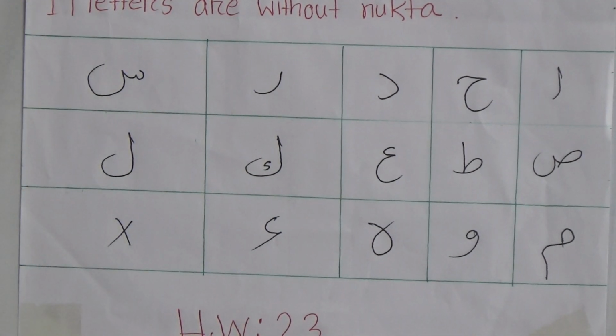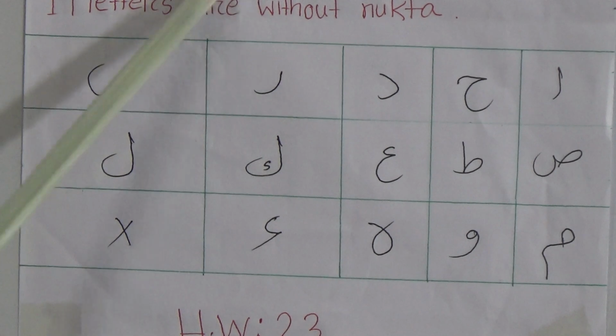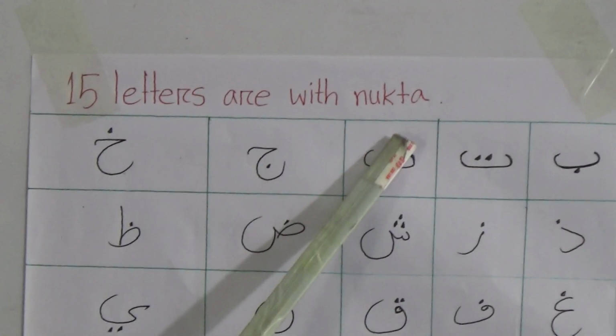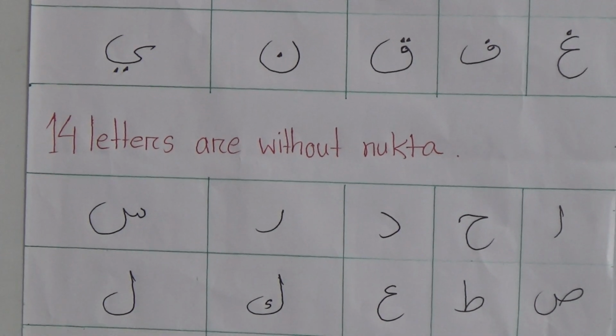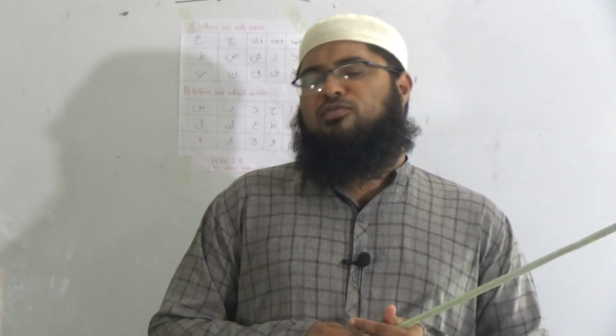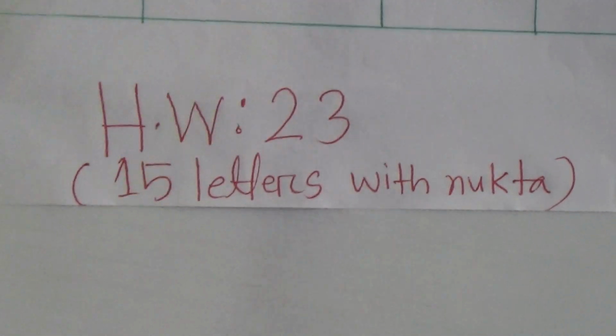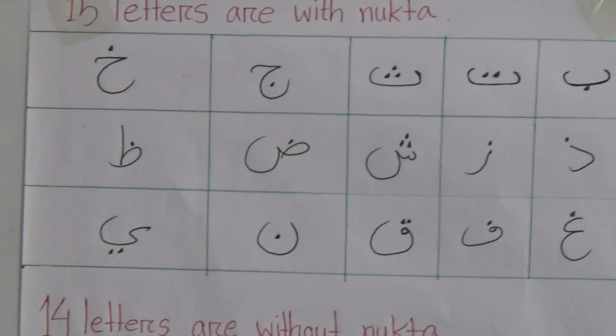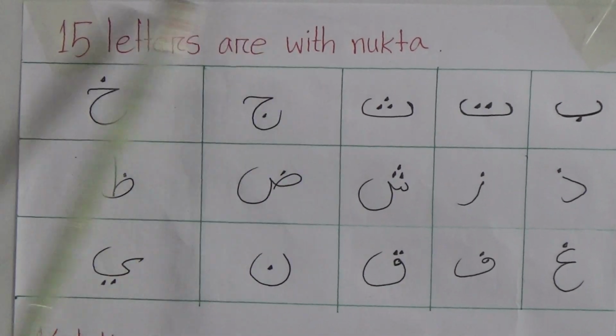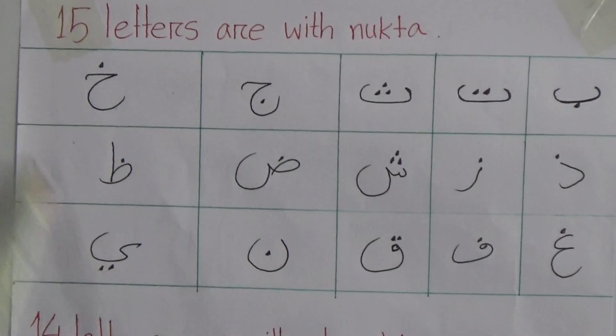Alhamdulillah, today we have learned 15 letters with Nukta and 14 letters without Nukta. My dear students, you will make SW number 23 at your home. You will make SW for the 14 letters without Nukta and the 15 letters with Nukta. In this pattern, you will make SW at your home.